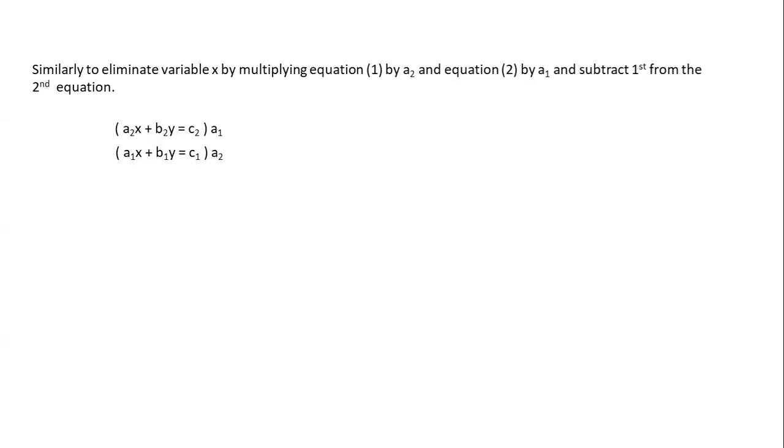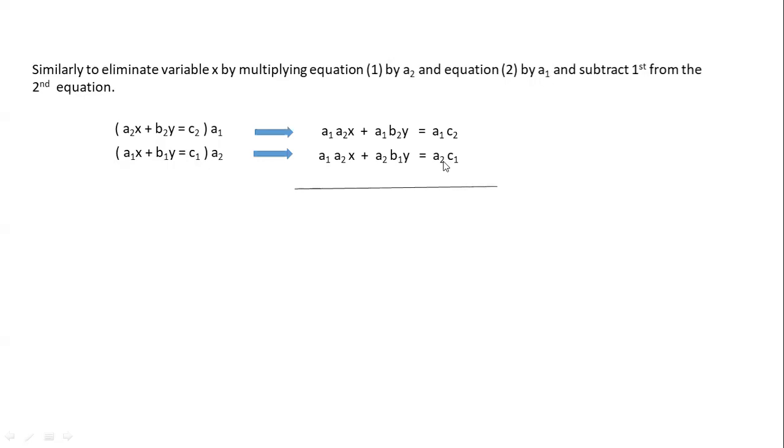a1x plus b1y is equal to c1. We are multiplying with a2. So the first equation will take the form a1a2x plus a2b1y is equal to a2c1. And the second equation, which is a2x plus b2y is equal to c2, multiplied by a1, will take the form a1a2x plus a1b2y is equal to a1c2.